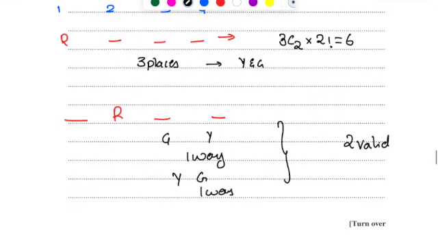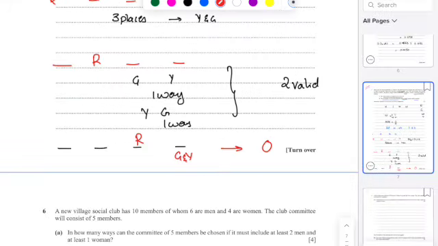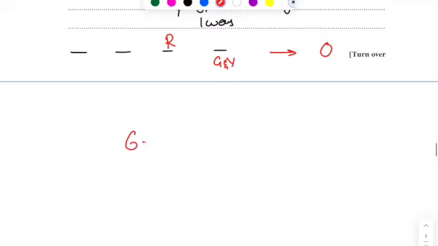So now if red is at the third position, we cannot fix green and yellow over here. Green and yellow cannot be fixed over here. So for this one, 0 is going to be the answer. So totally how many positions do I have? 6 plus 2, 8 ways are there.